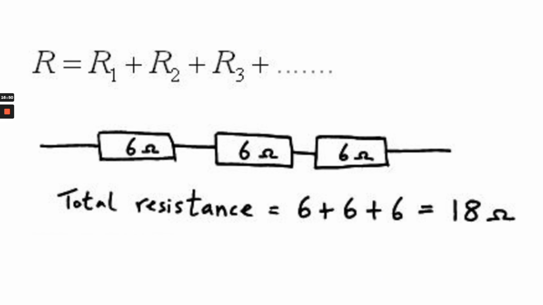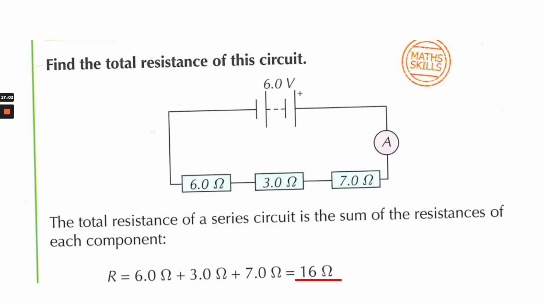You will be given these numbers in your exams. They don't expect you to know the resistance of a light bulb just by looking at it. They will tell you. And in this case, I have 6 plus 6 plus 6 is 18. In this case, I have 6 plus 3 plus 7 is 16. You just add up the resistors, and the reason you add them up is because the electricity has no choice but to go through them when they are in series.